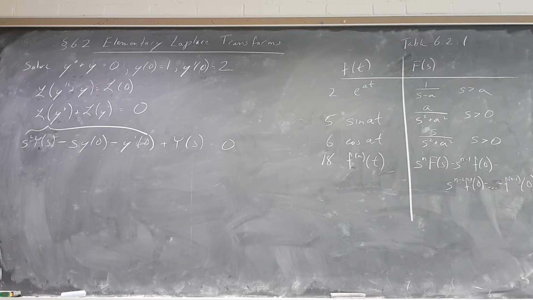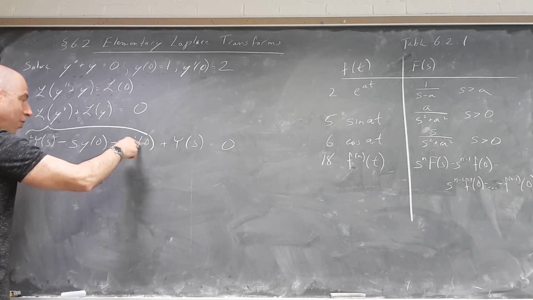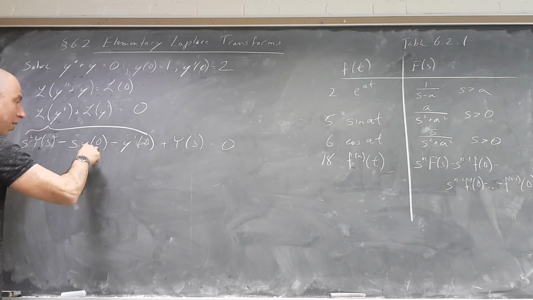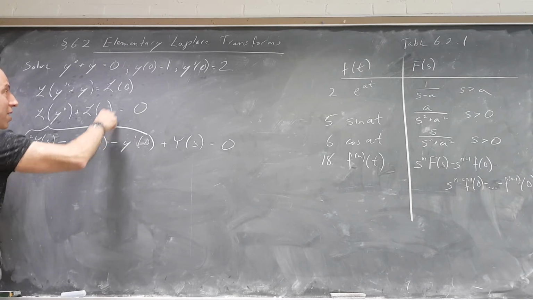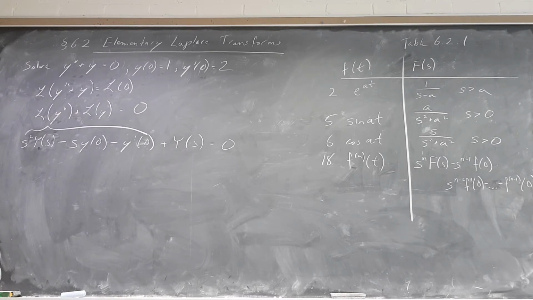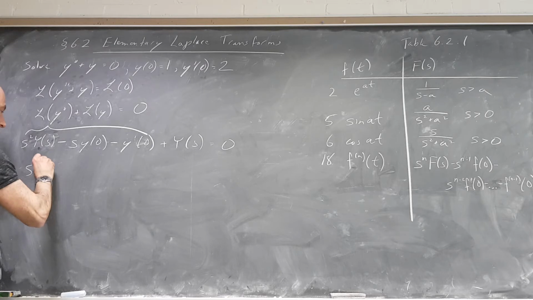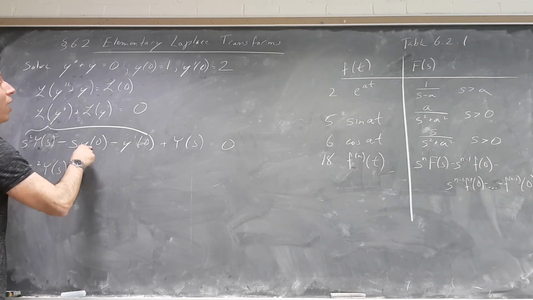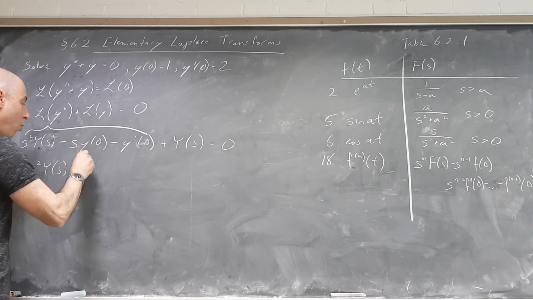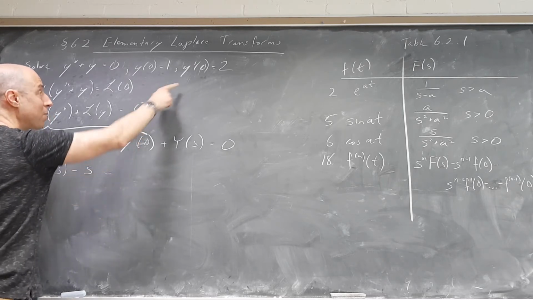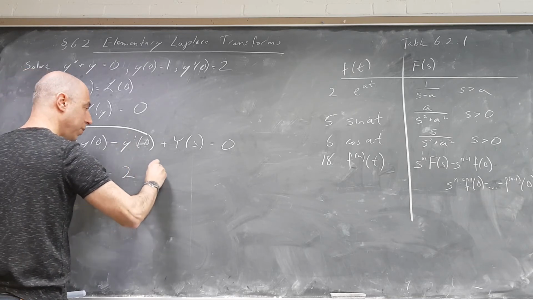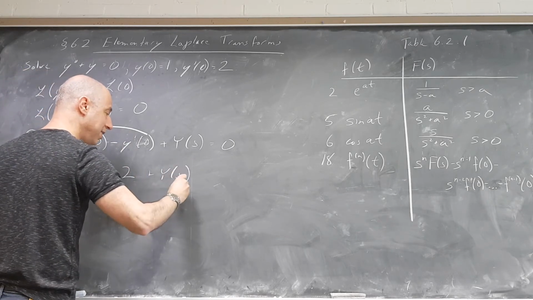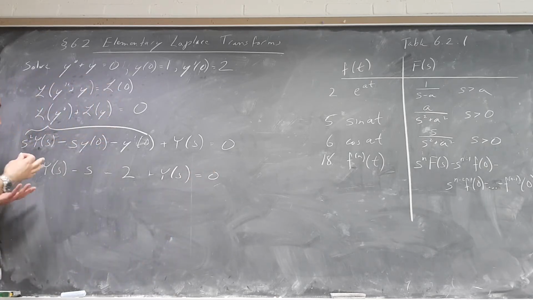Well, I don't know if it's clear to you because we still have a derivative here, but little y of 0 and little y prime of 0, these are just numbers that we were given in the problem. Let's go ahead and put those in. S squared Y of s minus s times y of 0. Y of 0 is just 1, so that's just 1 times s, minus y prime of 0, that's just 2, plus Y of s equals 0. We just have an algebraic equation now. There's no derivatives.